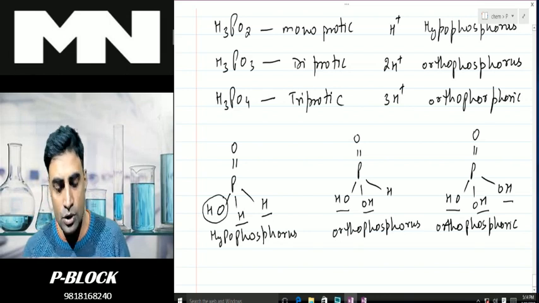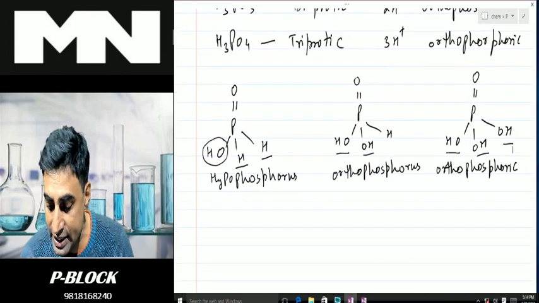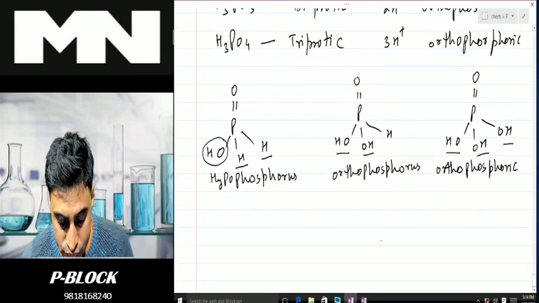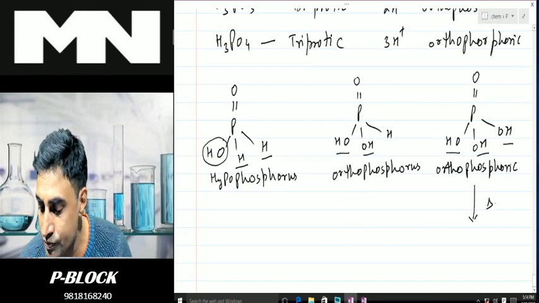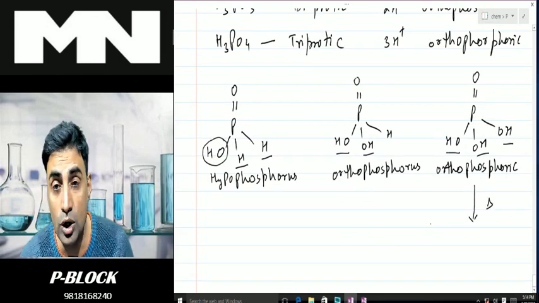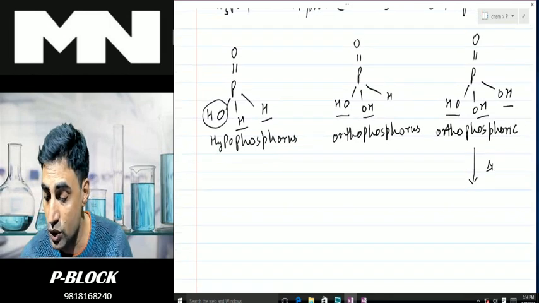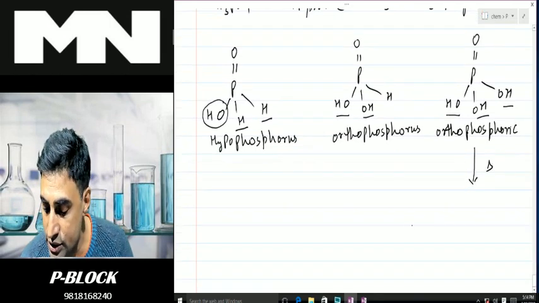Now if I heat 2 moles of phosphoric acid, 2 molecules of phosphoric acid will lose a water molecule and they will undergo dimerization. So I will get a dimer like this.